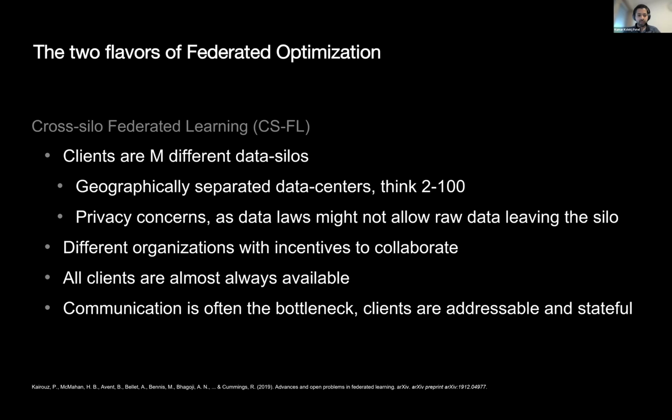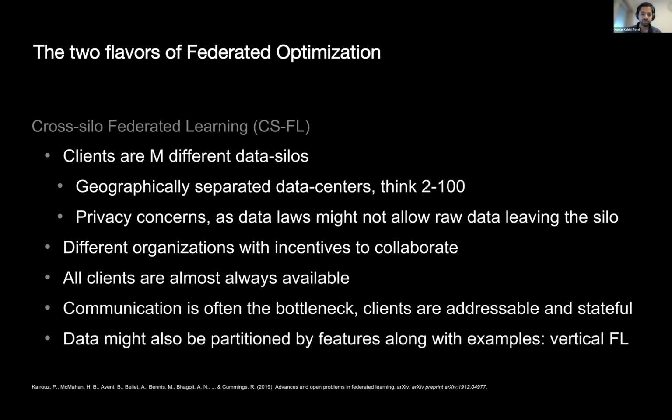Another feature is that clients are usually addressable and stateful in cross-silo federated learning, which basically means a very simple thing. When you say I'm taking the data from client one, you know who's client one. You can access client one in the future and say, okay, this data point came from client one. This came from the server situated in Chicago. This came from the server situated in San Francisco, etc. So they are addressable and stateful. So you can store their states and access them in the future. So this is the cross-silo federated learning problem. And this flavor, as I said, is very similar to the canonical distributed optimization problem.